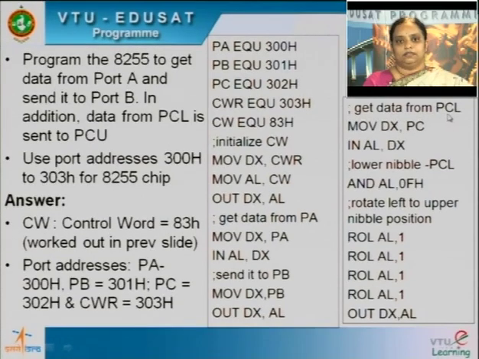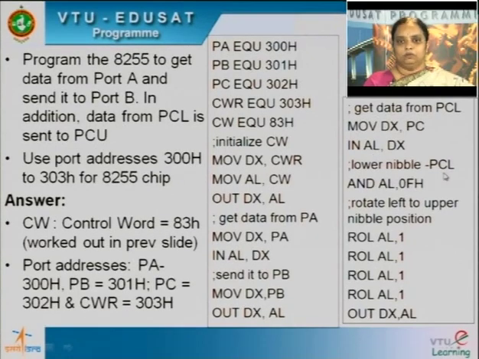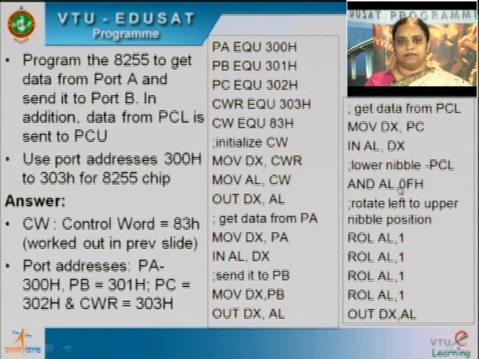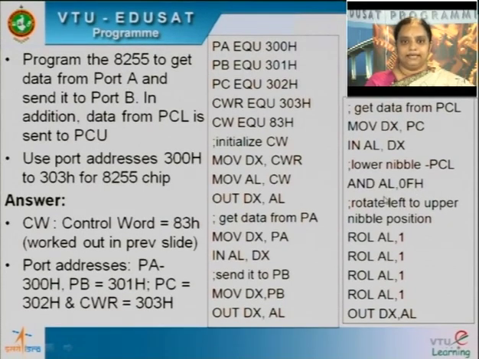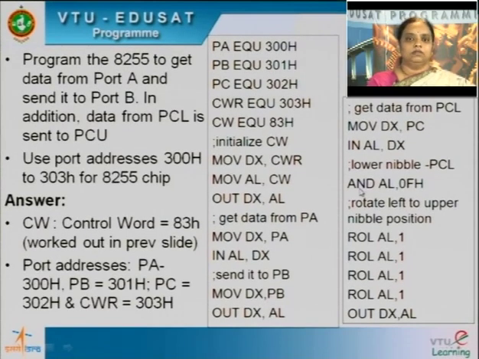So to get the data from PCL, DX is moved with the port C address, IN AL comma DX. The entire 8 bits of data is moved into AL, but we want only the lower nibble, that is PCL. For this, AND AL with 0F. So the upper 4 bits are masked, only the lower 4 bits corresponding to PCL are present in AL. This has to be rotated left, so PCL has to become PC high. From the lower it has to move to the upper position. So rotate left 4 times.